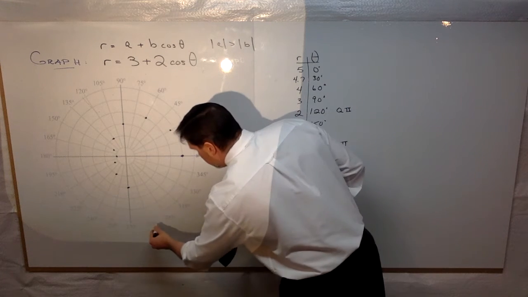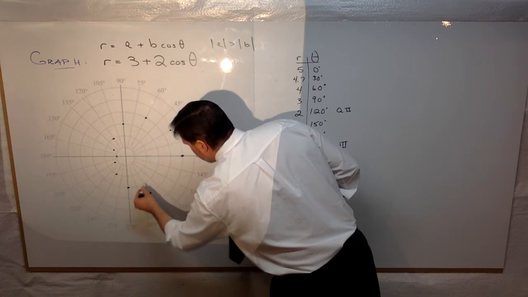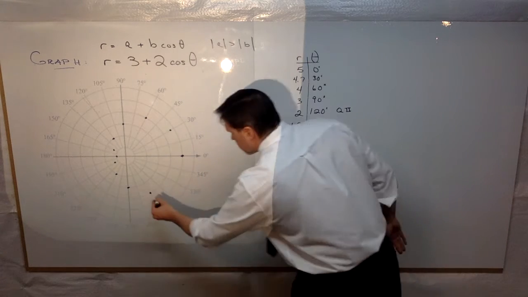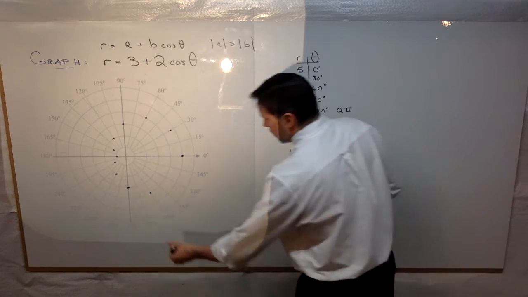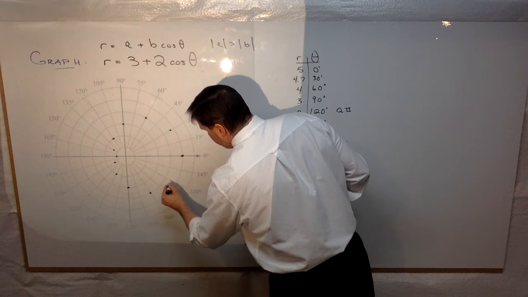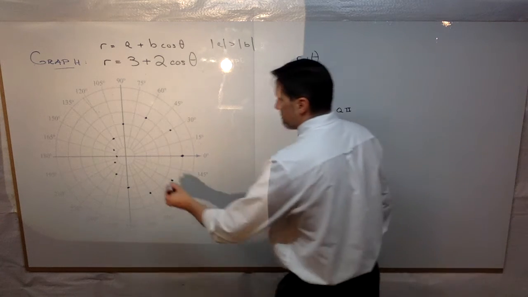4, 300. Let's make sure I'm on the right circle. 2, 3, 4, yes. And 5, 360. I'm missing one. 4.7, 330. Come on. There's 330, 4.7-ish. Right there. What we got?